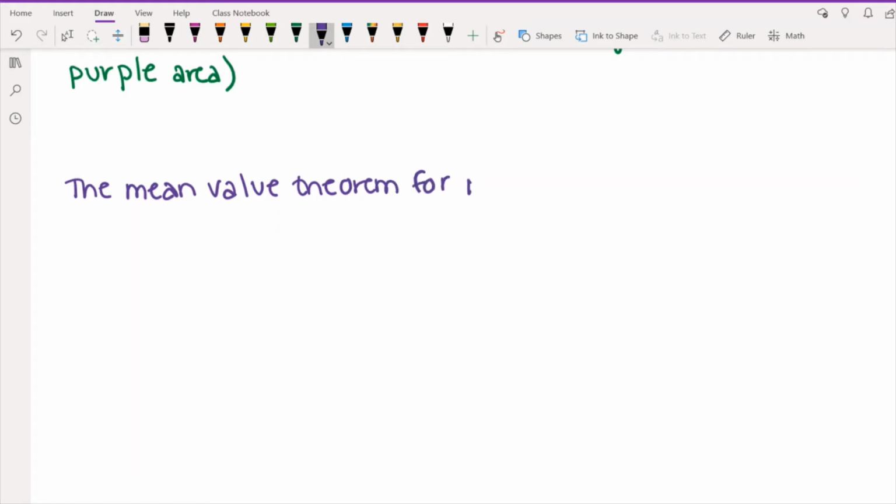So basically, the mean value theorem for integrals says that if your function is continuous, so if it's a nice function, doesn't have any weird jumps or gaps in it, that whatever the average value is, your function has to at some point actually pass through that average value. So let me write that down, and then we'll see how that plays out in the previous example.